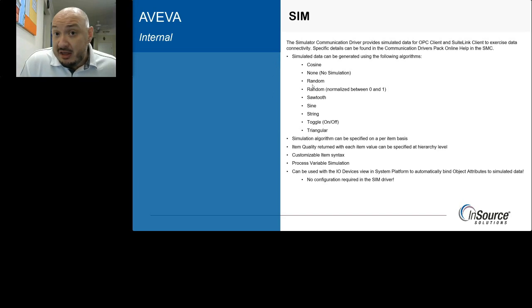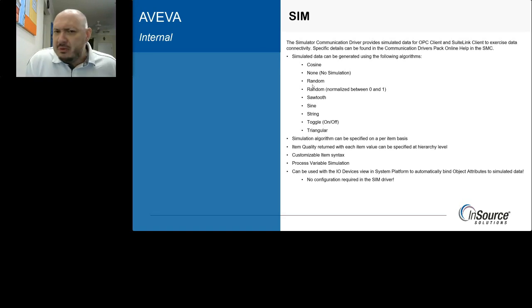Now, when you use the simulator with System Platform, the beauty of that is I don't have to program anything. The simulator is already programmed for you. Maybe you can change your algorithm, but with System Platform, there's a concept called I/O devices that allows you to drag and drop your instances of your objects to what is called a DI object. And by doing that, it will automatically bind to these addresses in my simulator without me having to define them. And that is just one great feature of this simulation product. I use it a lot in my demos and in my classes.